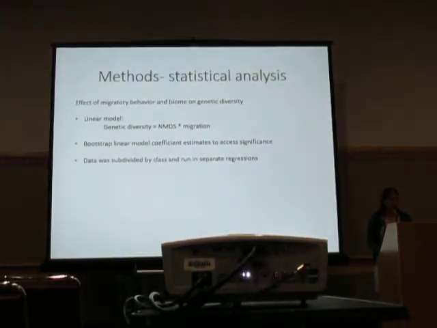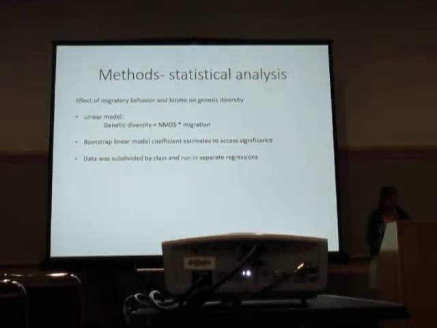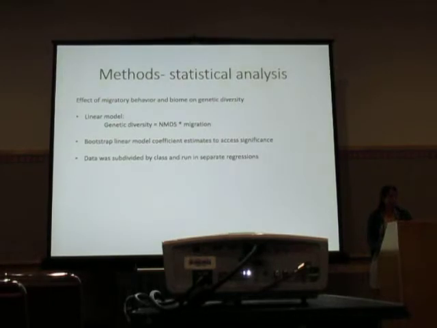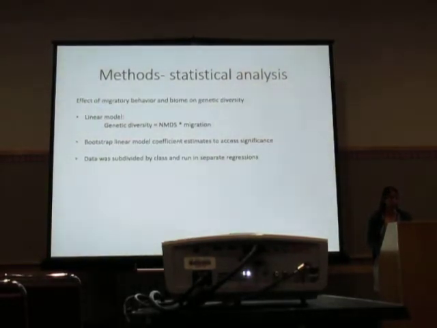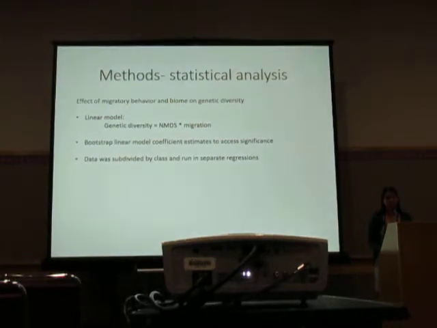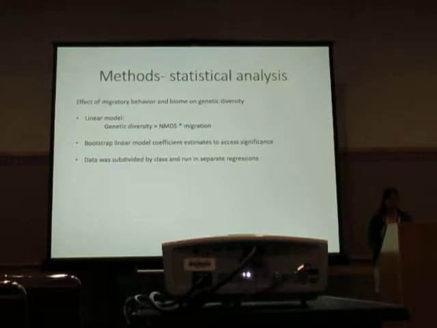And then to evaluate the effect of migratory behavior and biome on genetic diversity, again, we use a linear model. However, in this linear model, we use non-metric multidimensional scaling, which is used to help collapse all the habitat variables into a few vectors, much like PCA. Again, we bootstrap the linear model coefficient estimates to assess significance, and to avoid over-parameterizing our models, the data was subdivided by class and run in separate regressions.